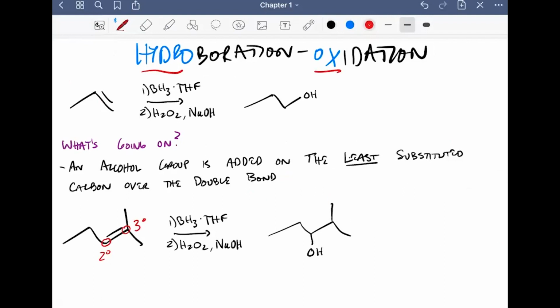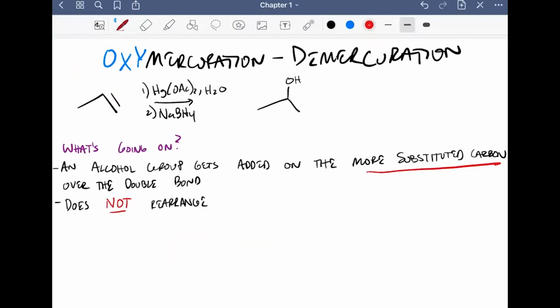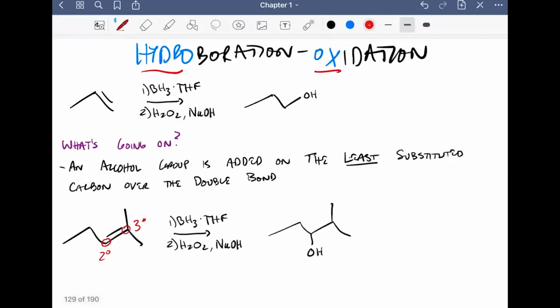But what's the difference here? What's the difference between what we looked at before, where this gets added here, and the difference where it gets added here now? You can see that it now gets added on the least substituted carbon over the double bond. So this was secondary and this is primary. You're adding it on the least substituted carbon. So that's a pretty straightforward one. And again, it takes a little bit of practice to remember all these reagents: BH3, THF, H2O2, NaOH. It's a lot of steps. There's 2 steps in this reaction. So yeah.